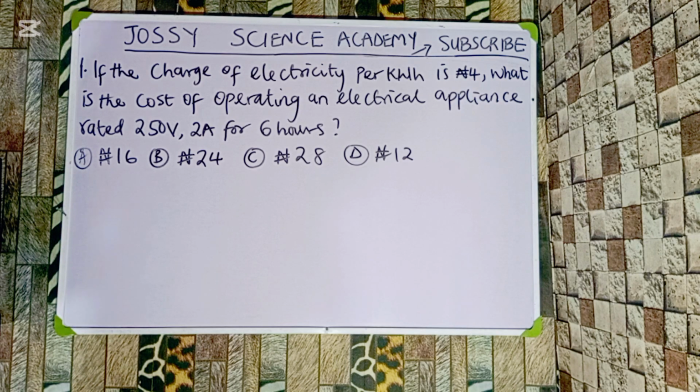If the charge of electricity per kilowatt hour is 4 naira, what is the cost of operating an electrical appliance rated 250 volts, 2 amperes for 6 hours? Option A, 16 naira, option B, 24 naira, option C, 28 naira, and option D, 12 naira.